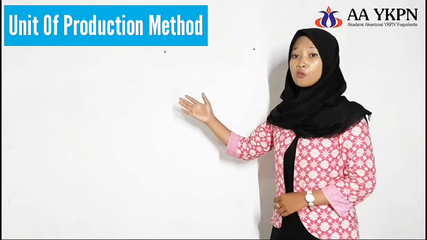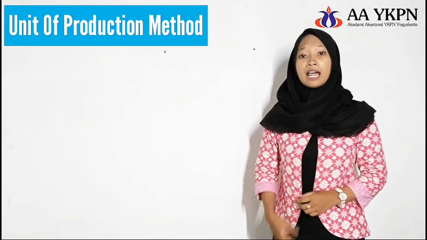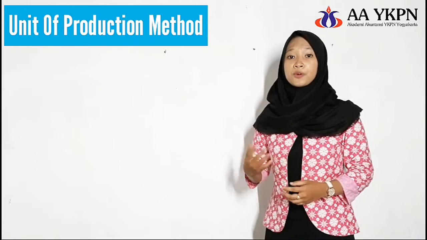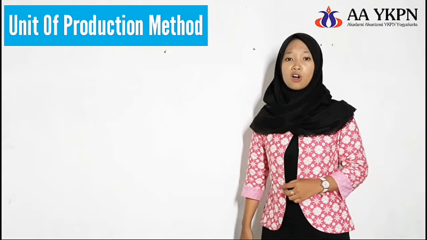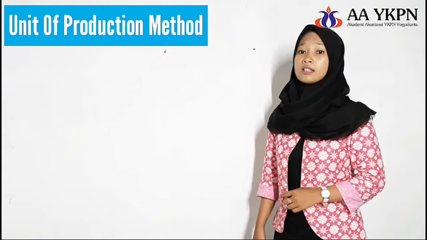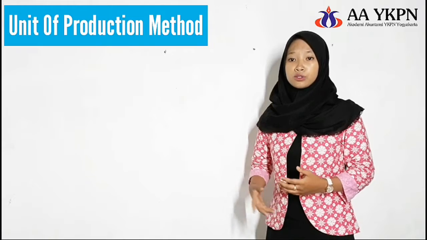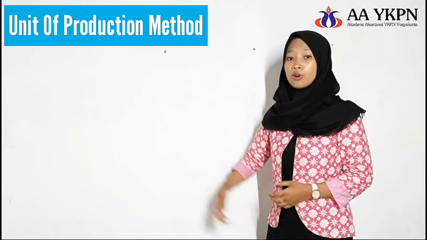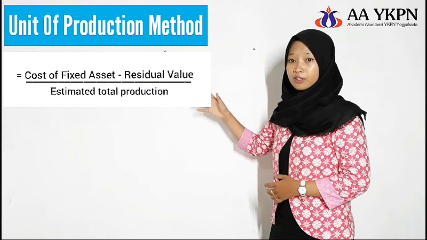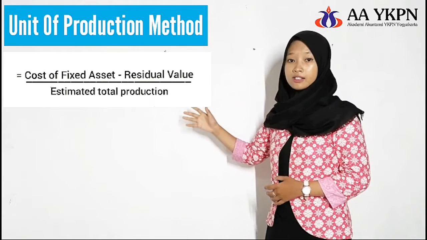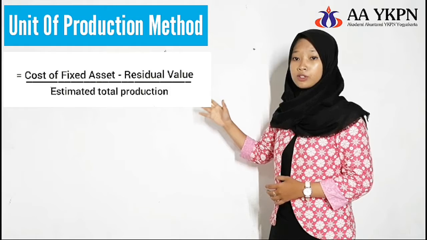Unit of production method. Under the units of production method, useful life of the asset is expressed in terms of the total number of units expected to be produced. So, depreciation is cost of fixed asset minus residual value divided by estimated total production.